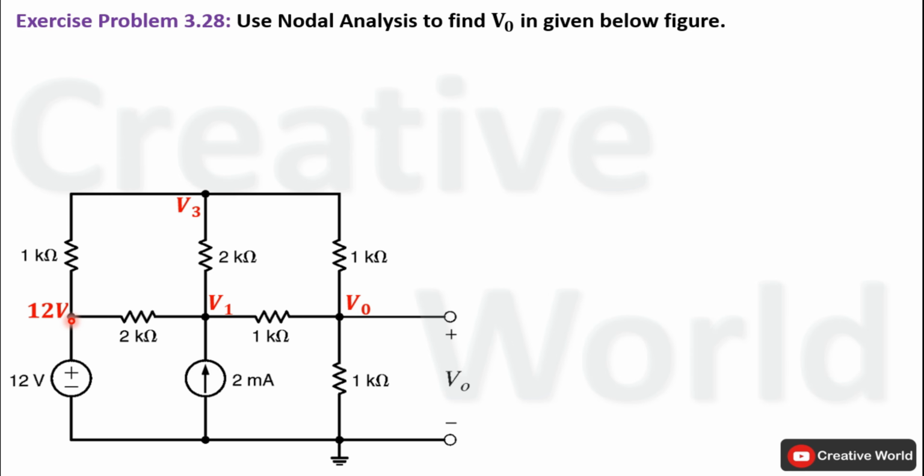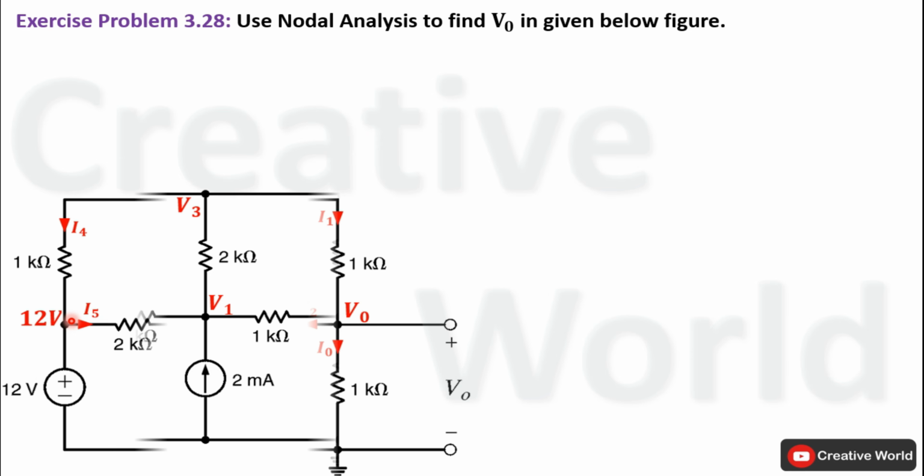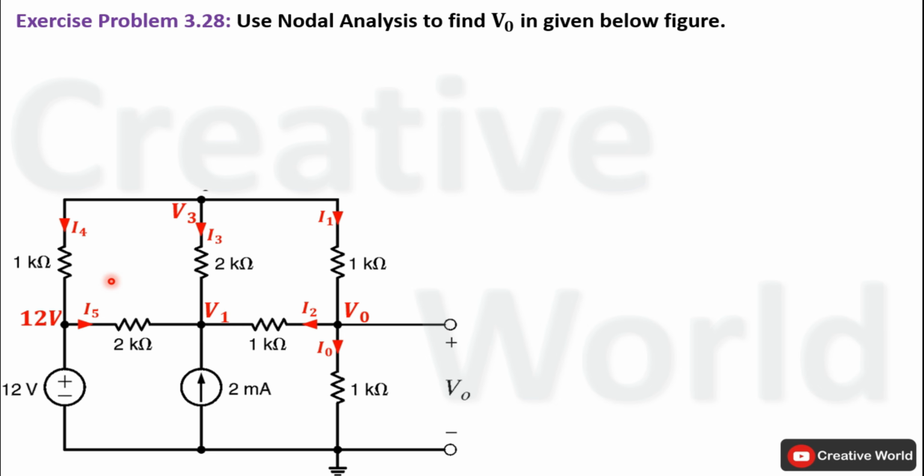Now we have to assume all unknown branch currents along with their directions in this network. We will start applying Kirchhoff's current law on these non-reference nodes to find out their node voltage equations. There is no need to apply Kirchhoff's current law on this node because this node voltage is already known. So we will apply Kirchhoff's current law on this first node. At this node, all currents are entering, so all currents will be taken with positive sign.